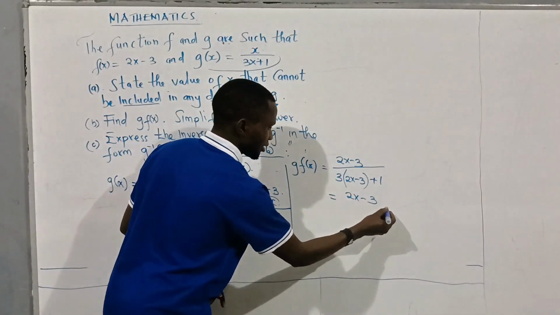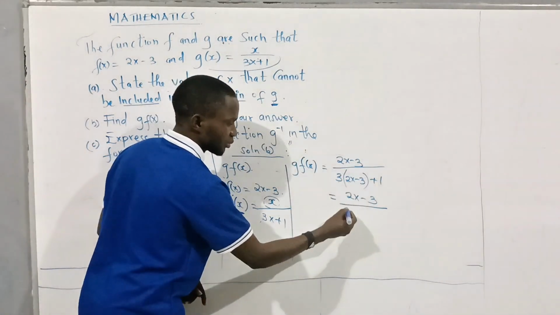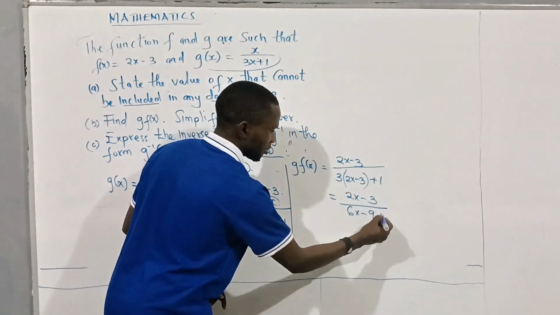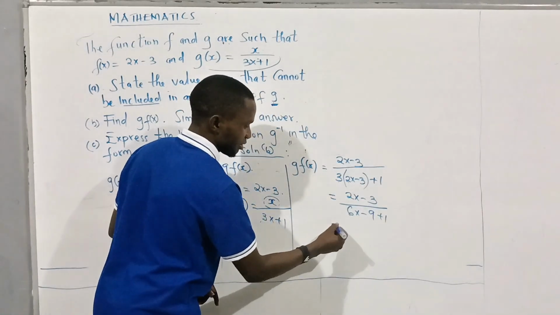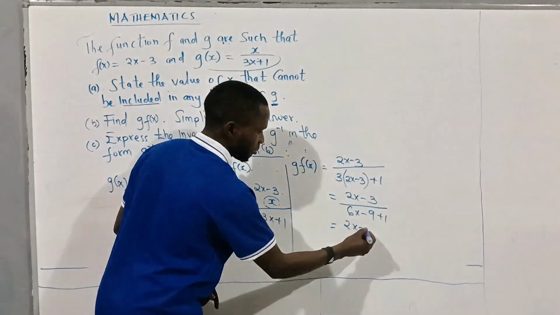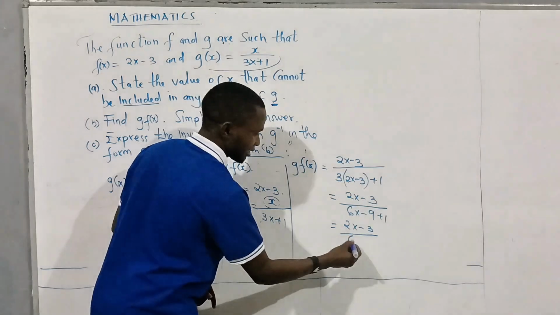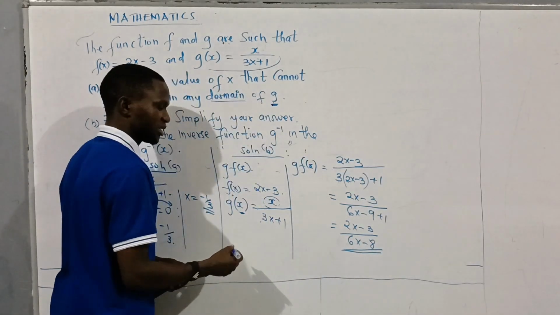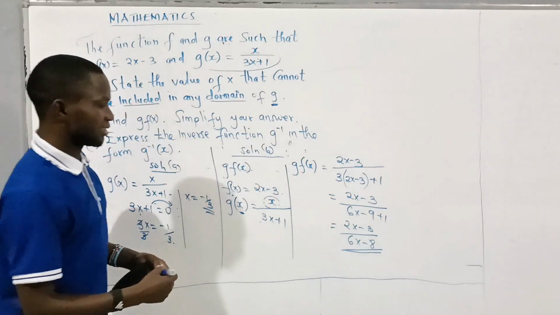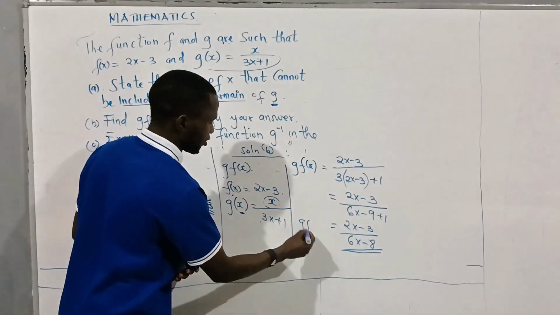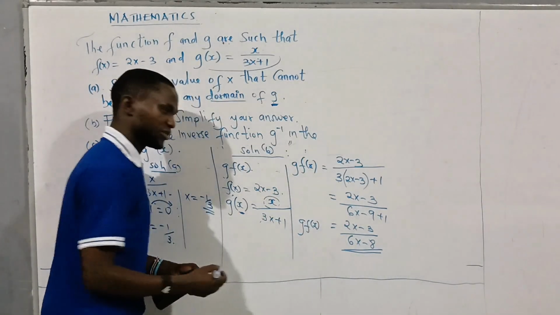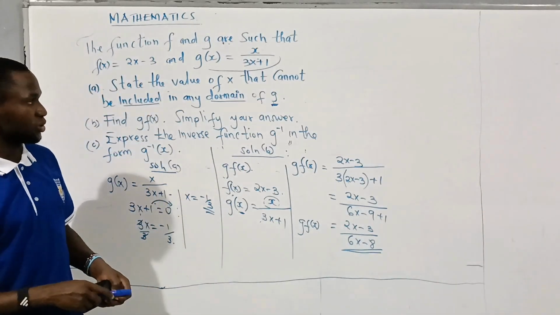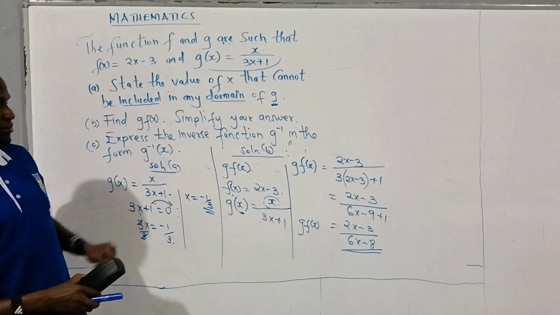2x minus 3 over 3 times 2, 6x minus 3 times 3, 9, plus 1. Then we simplify that, we have it as 2x minus 3 over 6x minus 6. Then that becomes the final answer for g of f of x, the final solution for this question B.